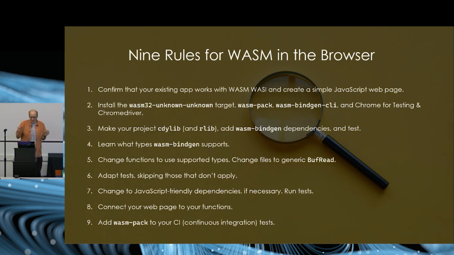Then you get everything set up, except you're going to have to make some of your dependencies compatible with what is available with this WASM JavaScript environment you're running in. Finally, you can connect the web page and have JavaScript functions calling parts of your Rust functions. And when we're all done, we'll put this all into continuous integration so it doesn't break down the road.